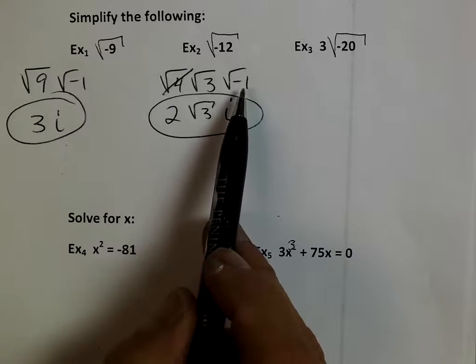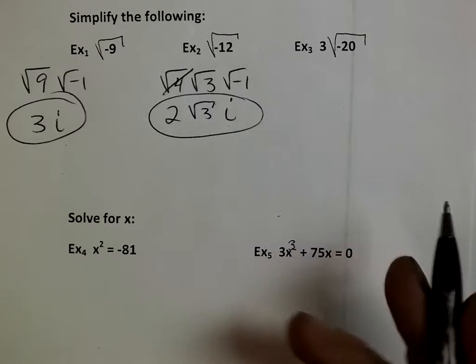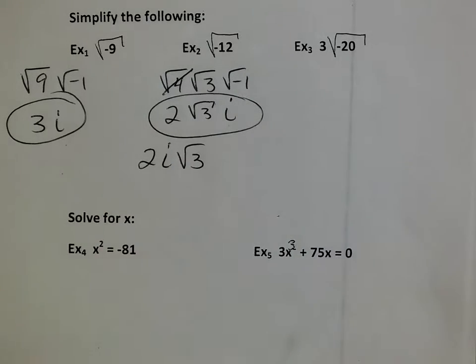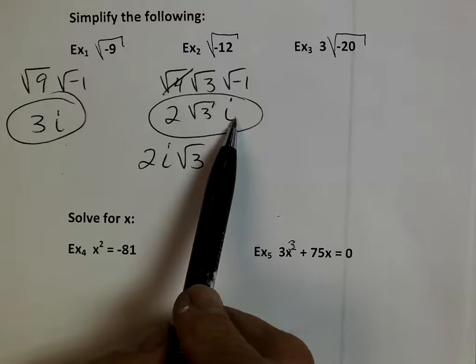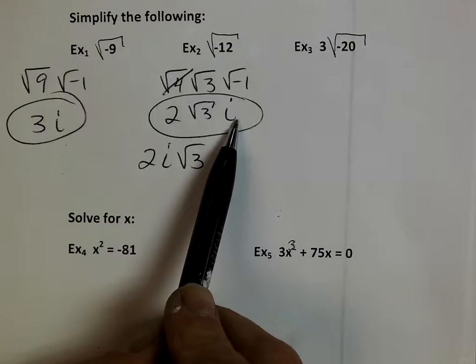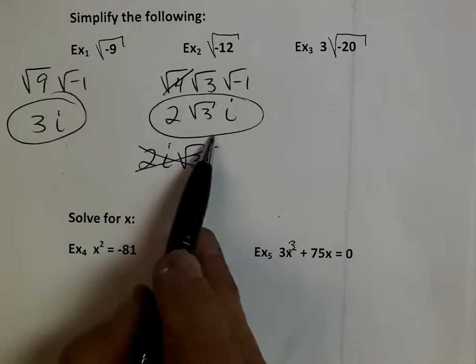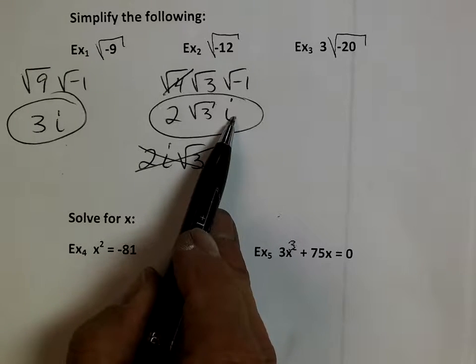Personally, for me, I like the i in the back. Some books will do this. I don't like that. It's not wrong. Different books will do this, but I think the i should be in the back because it's like a coefficient to the i, okay? That's not wrong. You'll see different books do this. I like the i in the very back. Everybody okay with that? Okay.